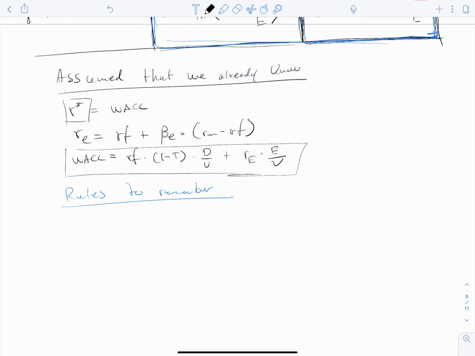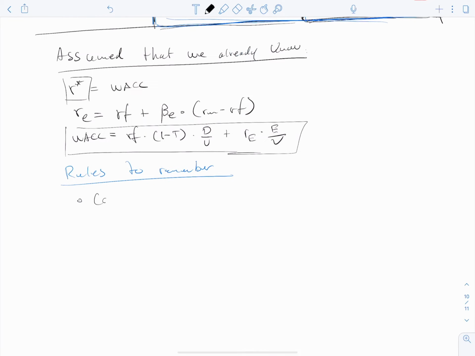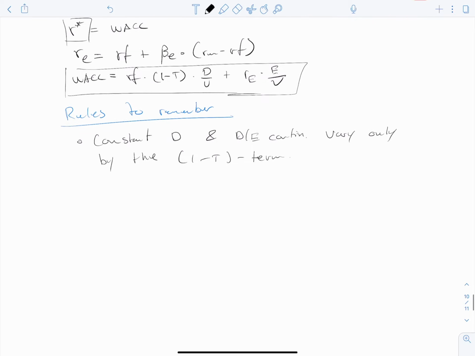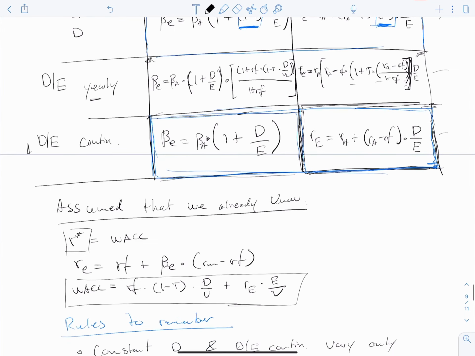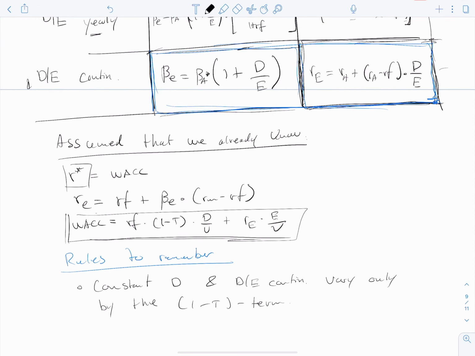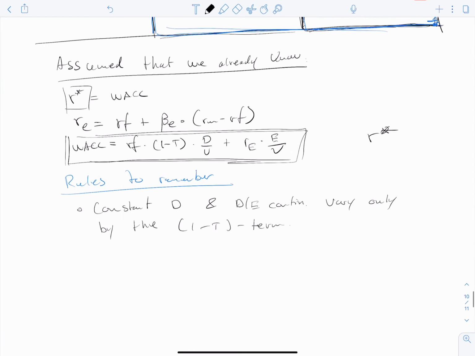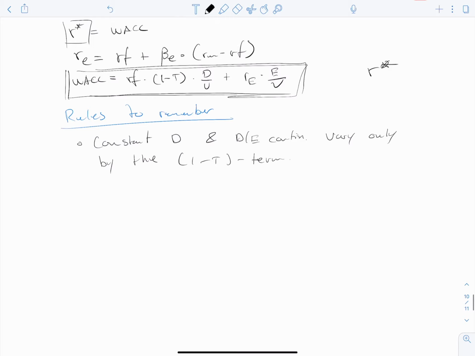Constant D, the top row, and D over E continuously rebalanced vary only by the 1 minus T term. So with that, you basically just have to memorize this one, as long as you are also willing to take the detour of calculating the WACC this way instead of going directly for R star, as you are also provided with that formula in the lecture notes.